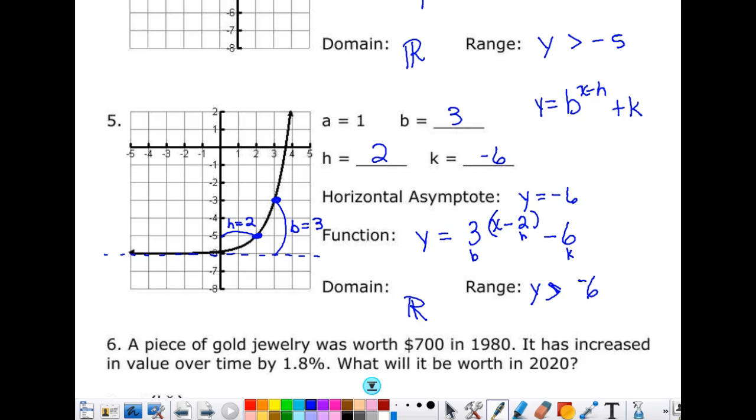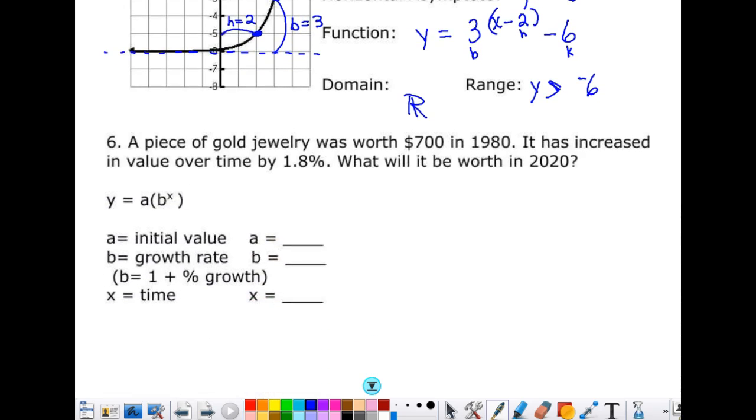Now, this is like yesterday, Friday. A piece of gold jewelry was worth $700 in 1980. And we talked about that in class, didn't we? How gold kind of usually tends to increase in value. It has increased in value over time by 1.8%. What will be its worth in 2020? Okay, what's the initial value of this gold?